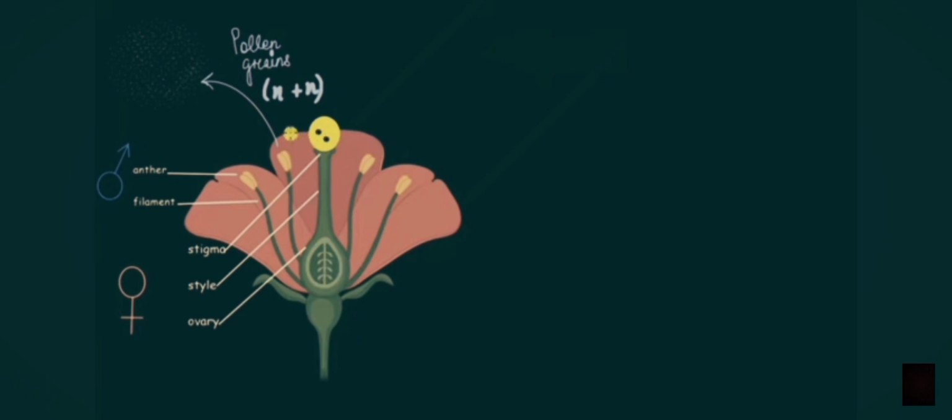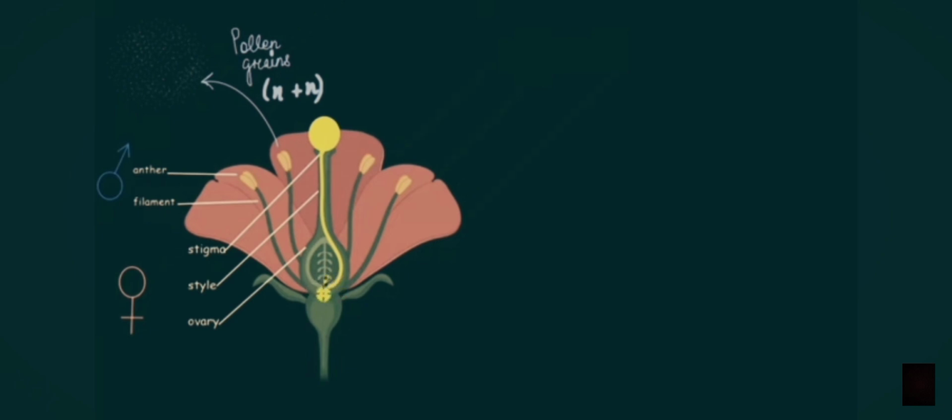So these male gametes that have come all the way from the anther to the stigma have to do some more traveling. They have to travel all the way down the style to finally reach the ovule. And they do this with the help of something called the pollen tube. The pollen tube helps the male gametes to reach the destination. And this is where the fusion or the fertilization takes place.